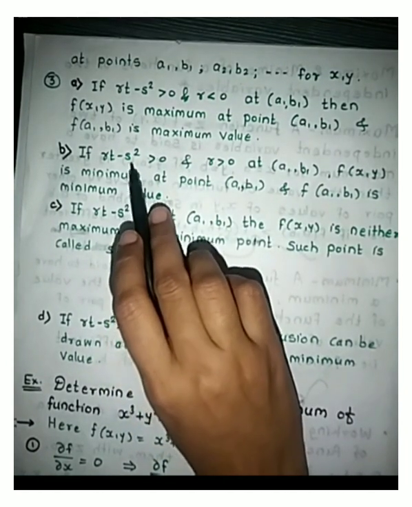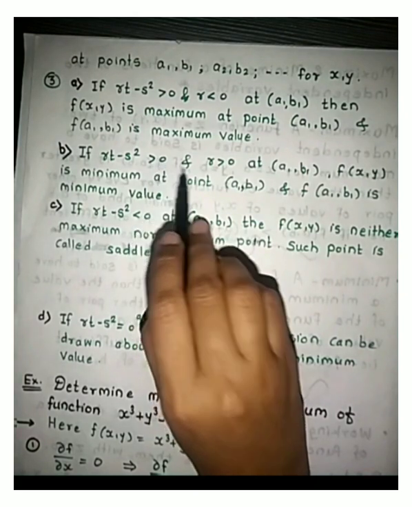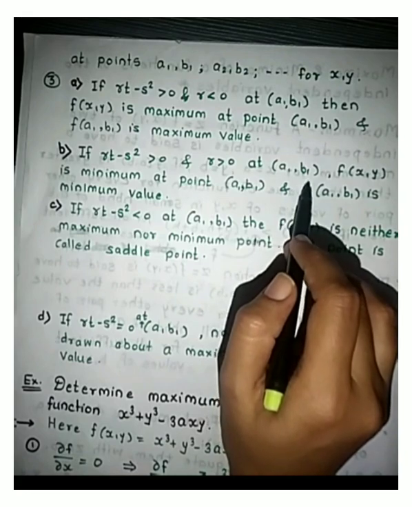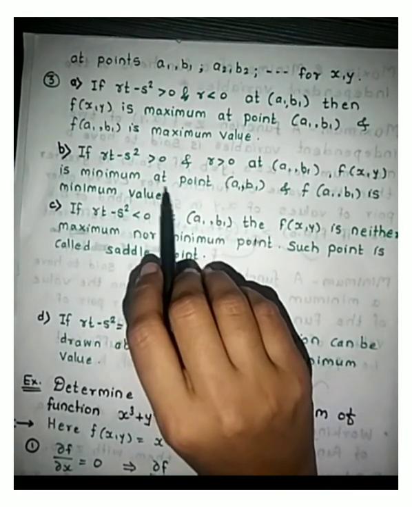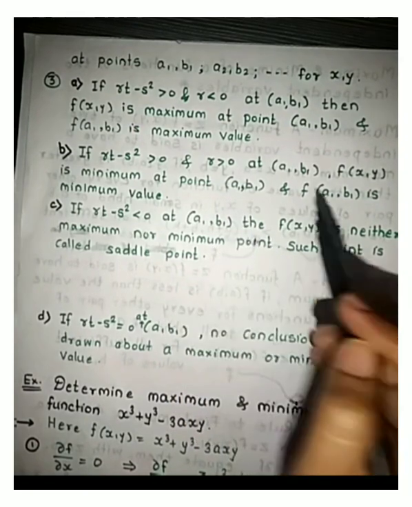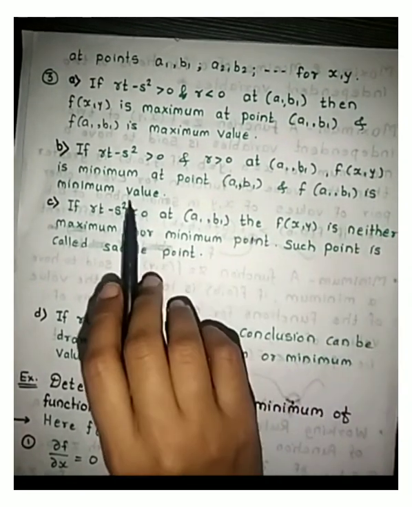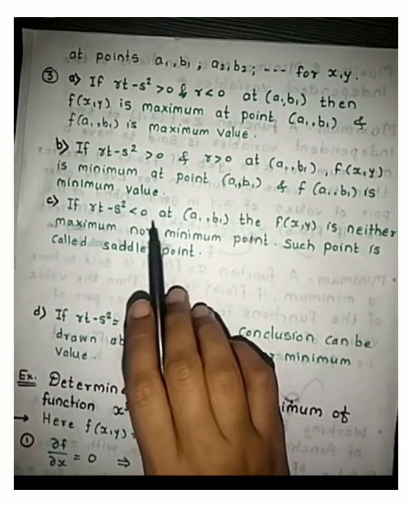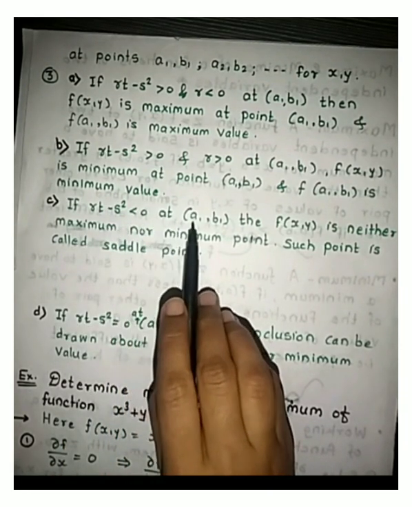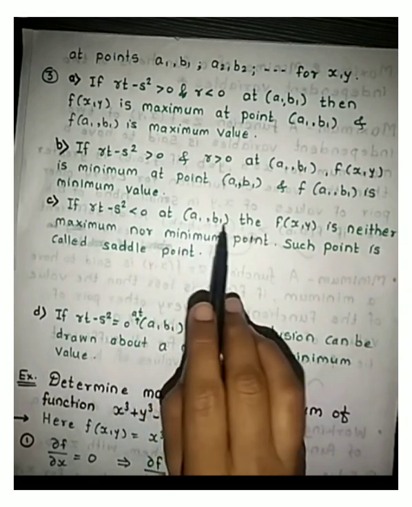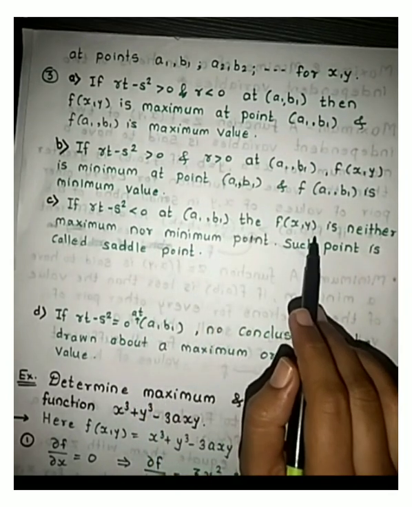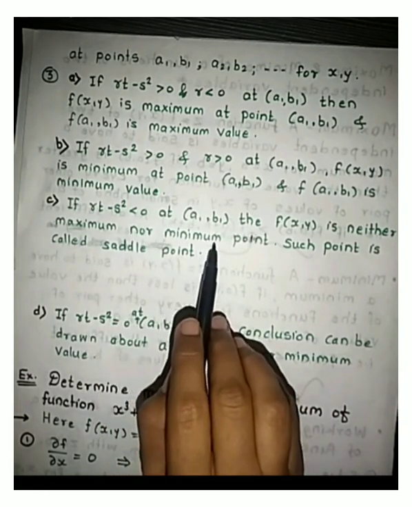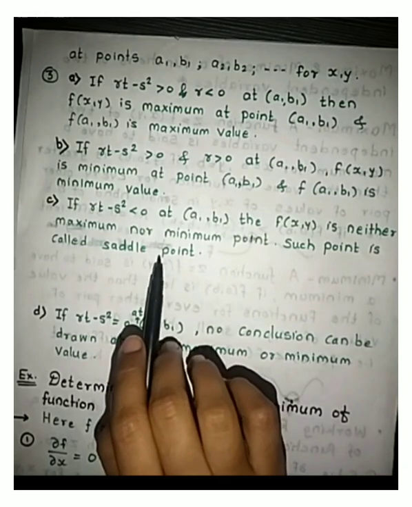Second, if RT minus S square is greater than 0 and R is greater than 0 at (a1, b1), then f of xy is minimum at the point (a1, b1), and the value of f of (a1, b1) is called the minimum value. Third, if RT minus S square at (a1, b1) is less than 0, then f of xy is neither maximum nor minimum. Such a point is called a saddle point.